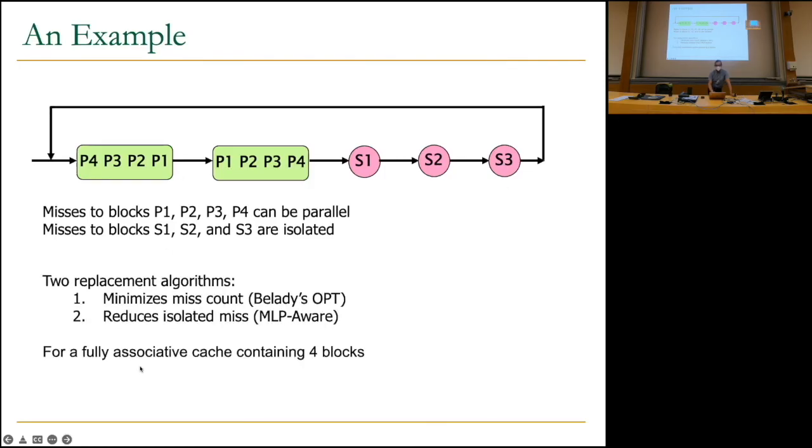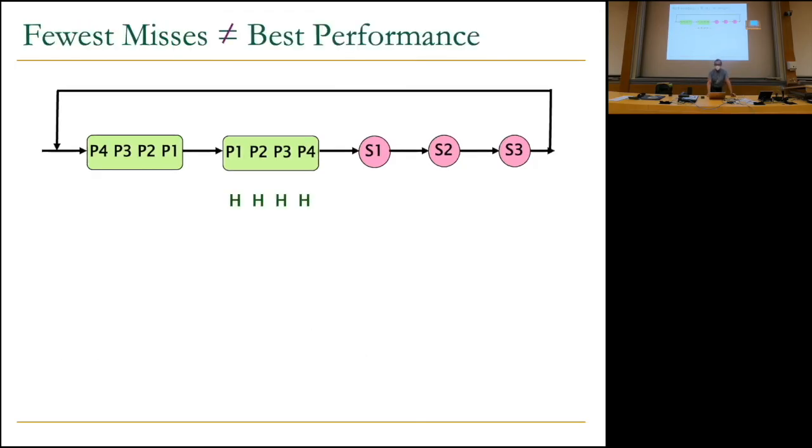Now assume that we look at two different algorithms. One minimizes the miss count, Belady's optimal. Remember Belady's optimal we talked about. And the other one reduces isolated misses. Basically tries to get rid of these pink misses over here. It doesn't try to get rid of the green misses because pink misses are more costly. So if you have a fully associative toy cache containing only 4 blocks, let's take a look at what happens.